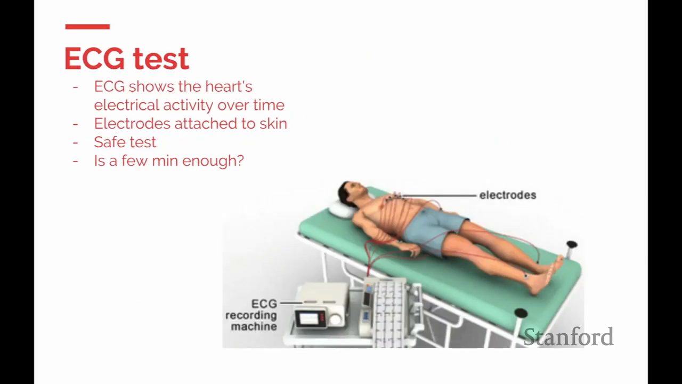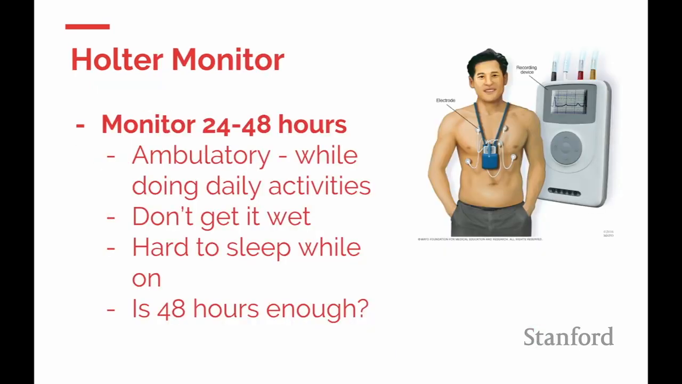And the ECG test is basically showing the heart's electrical activity over time. The electrodes are attached to the skin, it's a safe test, and it takes a few minutes. And this is what it looks like when you're hooked up to all the different electrodes. So this test is often done for a few minutes in the hospital. And the finding is basically that in a few minutes, you can't really capture a person's abnormal heart rhythms.